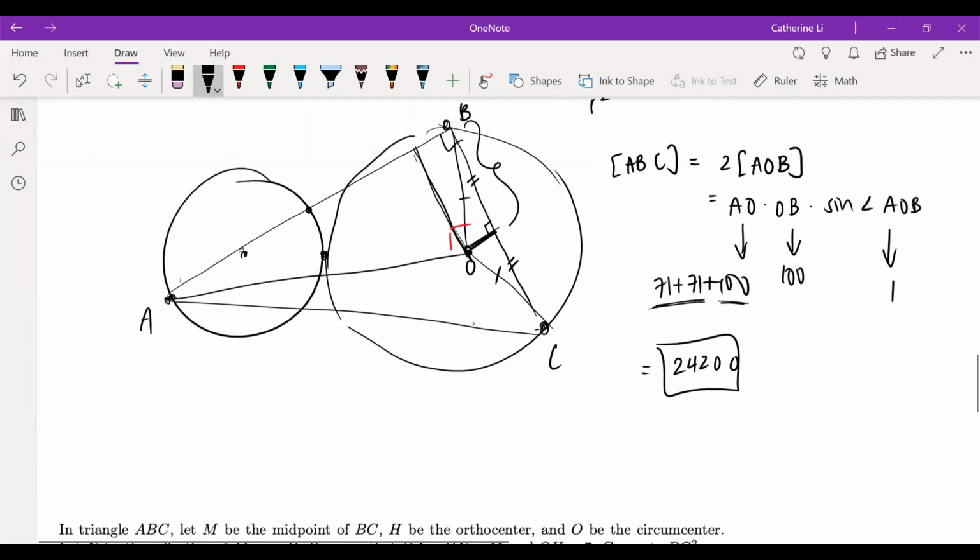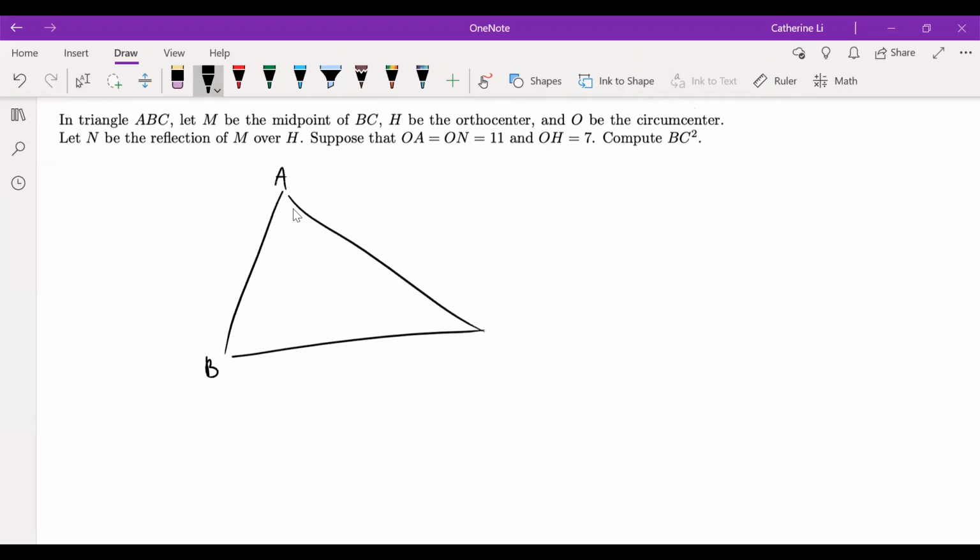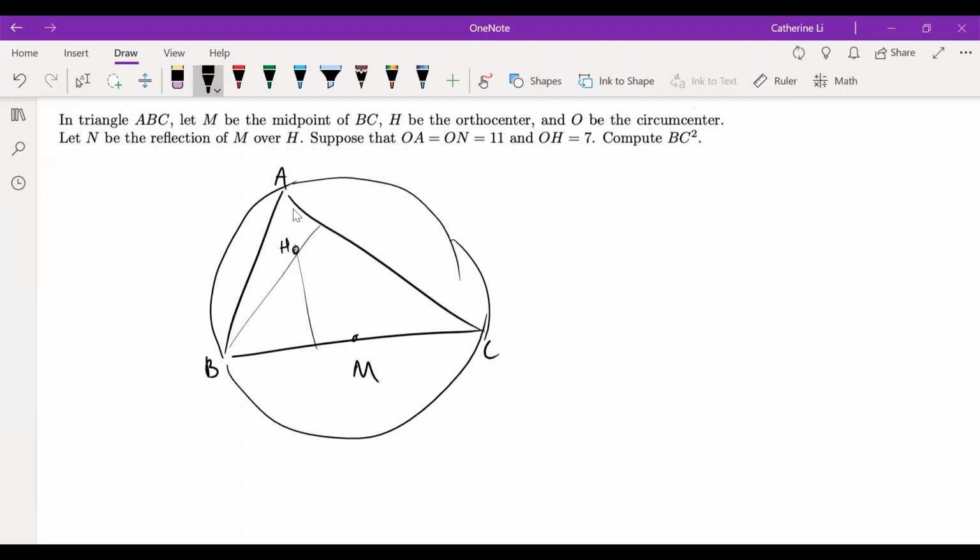Okay. I have a little bit of time, so I think I'll just give part of the idea for this last problem. So we have this triangle ABC and the midpoint M, and then we also have its orthocenter H and its circumcenter O. And we have this point that's the reflection of M over H, but this diagram is terrible.